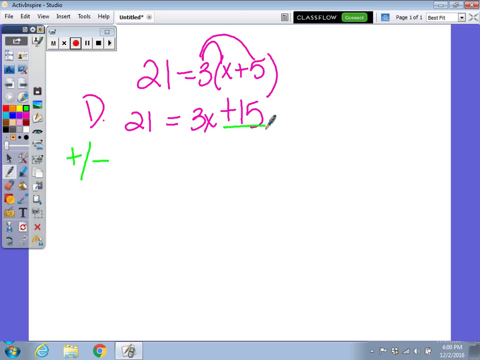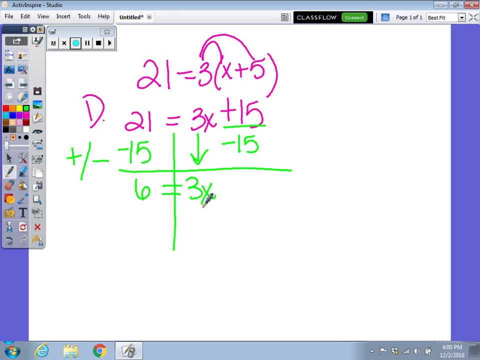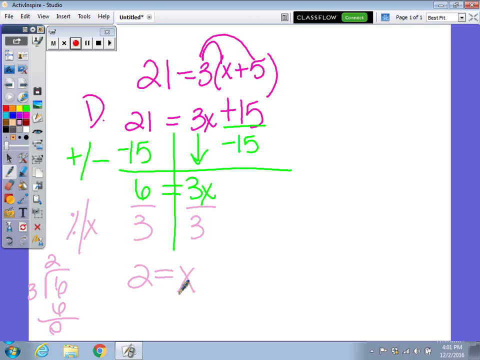So I see addition, I do the opposite. I also do that on the other side of the equal sign. So 21 minus 15 is 6. Put the equal sign in the middle. The 3x comes down, and I am left with that. The last step is going to be either division or multiplication. Well, with my variable, I see multiplication, so I do the opposite, which is division. 6 divided by 3, well, let's pretend I have to go over here and do it. Okay, so we know what that is. It's a 2. My equal sign goes in the middle, and x is over here.